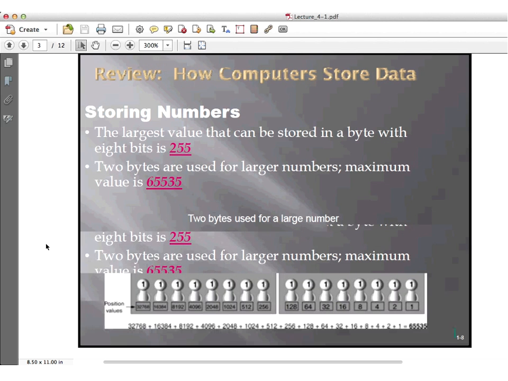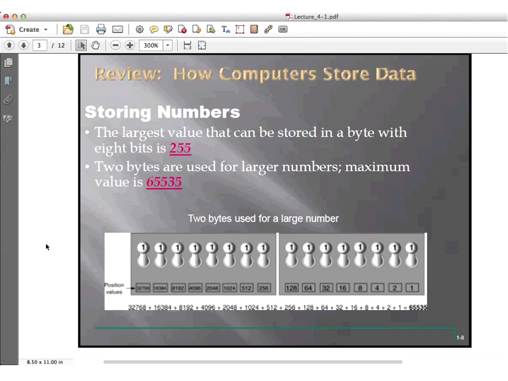So the largest byte value that can be stored in a single byte with 8 things on was 255. 128 plus 64 plus 32 plus 16 plus 8 plus 4 plus 2 plus 1 is 255. If you say 2 bytes, well, that number goes to 65,535.